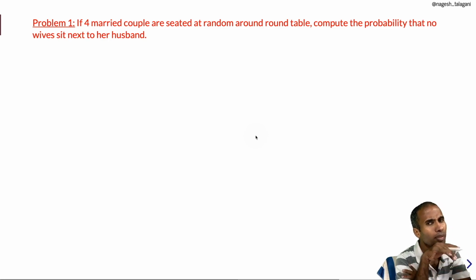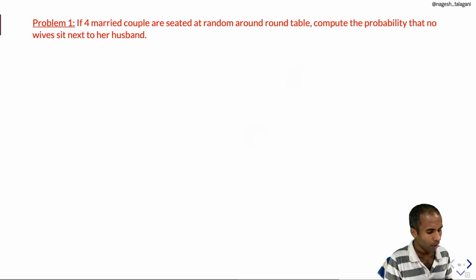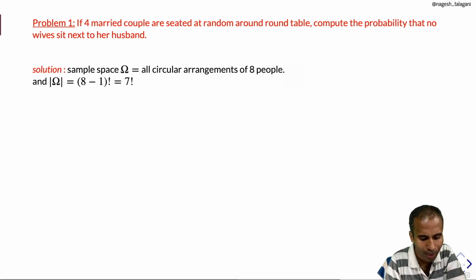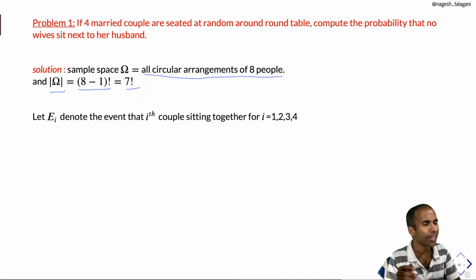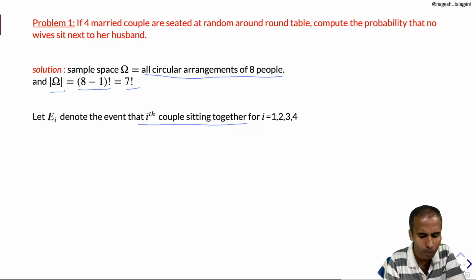Here our outcomes are going to be circular arrangements of 8 people. Here our sample space omega consists of all circular arrangements of 8 people. Therefore the number of elements in omega is going to be 8 minus 1 factorial, which is 7 factorial. Here the sample space is finite, and we can also assume that outcomes are equally likely as people are sitting at random. Let Ei denote the event that the ith couple is sitting together for i equal to 1, 2, 3, 4.